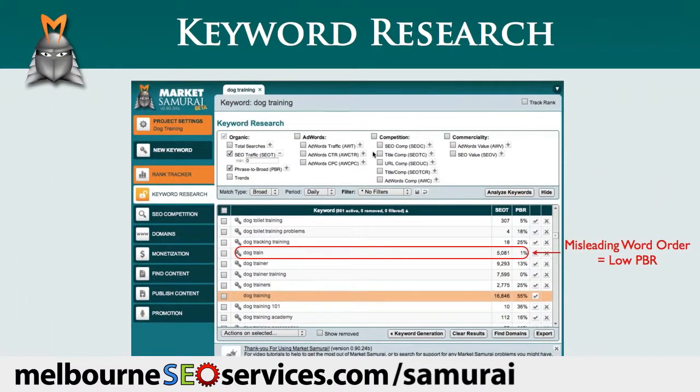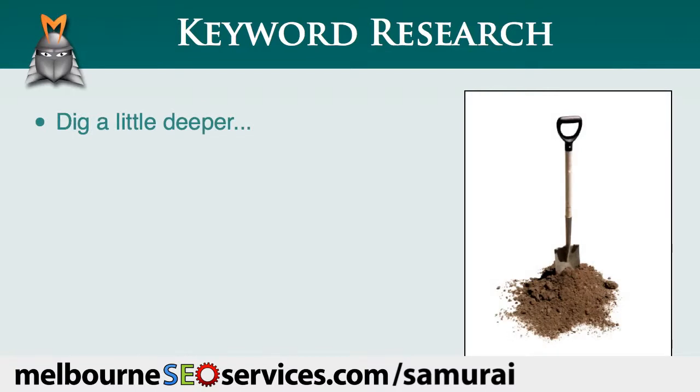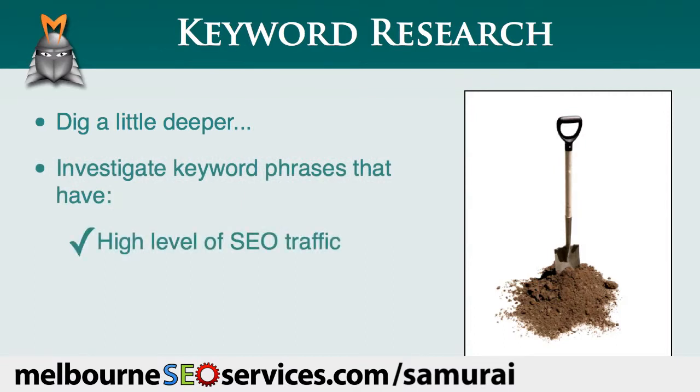If you mistakenly target one of these misleading phrases, you can fall into the trap of spending weeks or months optimizing your website only to find that you receive little or no traffic. This is why we usually filter out terms with a low PBR value. However, if you're interested in digging a little deeper, you can sometimes uncover some great keyword phrases to target by investigating phrases that have a high level of SEO traffic and a low PBR. Let's take a look at an example to illustrate how this strategy works.